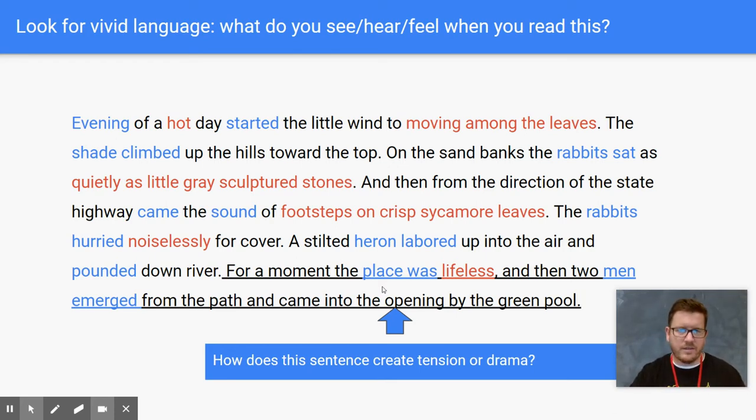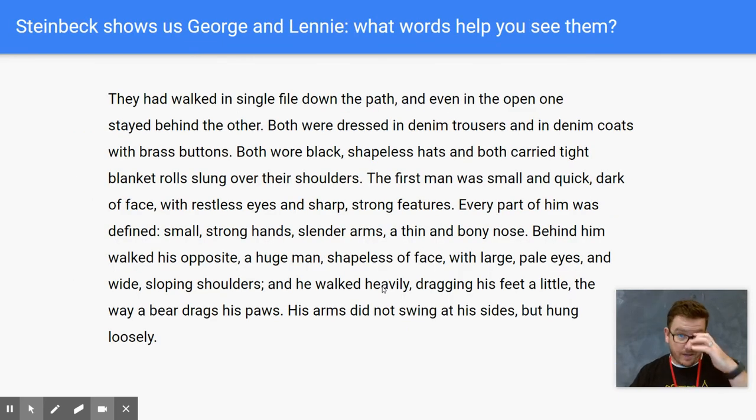And who are those guys? They are George and Lenny. So this is a physical description of George and Lenny. What we need to carry with us is this: George is small, but he's not tiny. He's got sharp features, restless eyes, and it says strong features here. So everything about George is well defined. And as it says here, strong hands, slender arms, thin and bony nose.